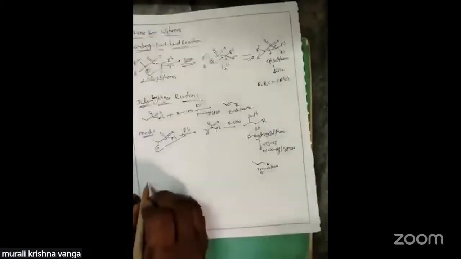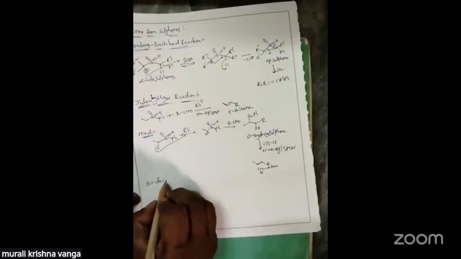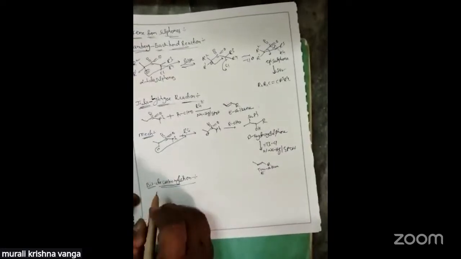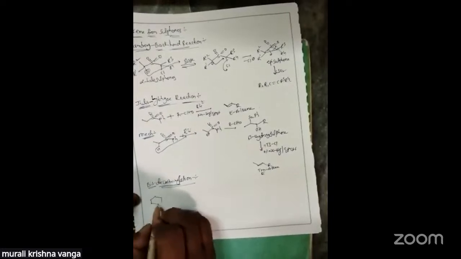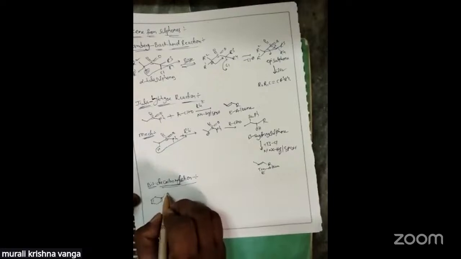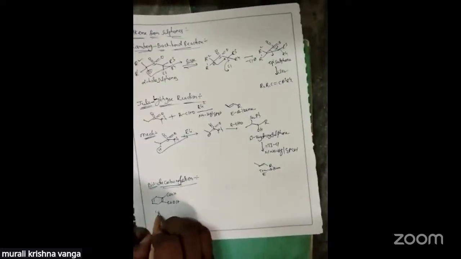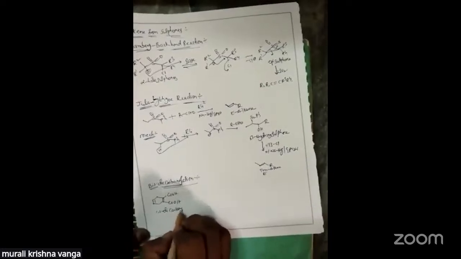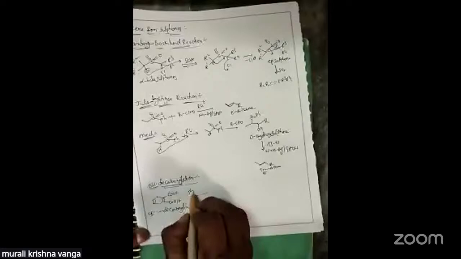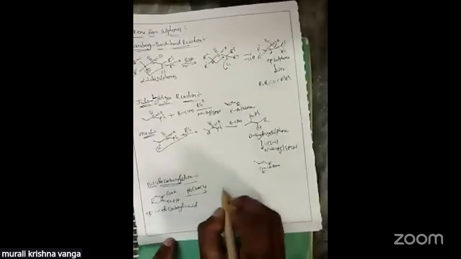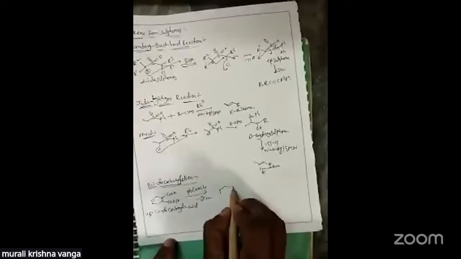Bis decarboxylation. This is the elimination of two carboxylic acid groups at a time from adjacent 1,2 positions. When cis 1,2 dicarboxylic acids react with lead tetraacetate, elimination of 2 moles of carbon dioxide takes place at a time. This is called bis decarboxylation, and the alkene is the product.